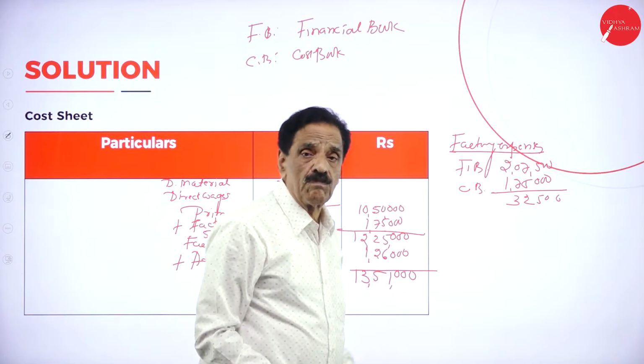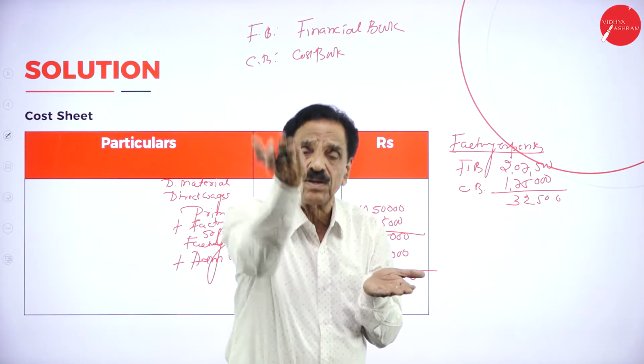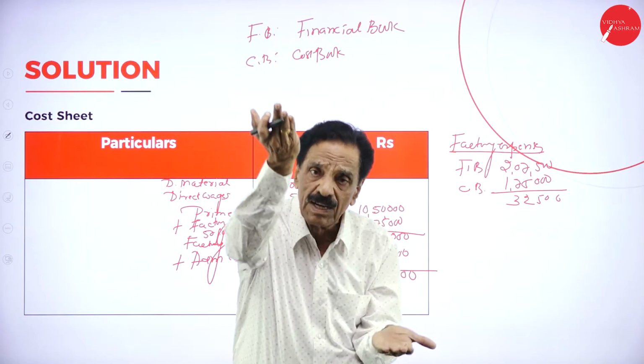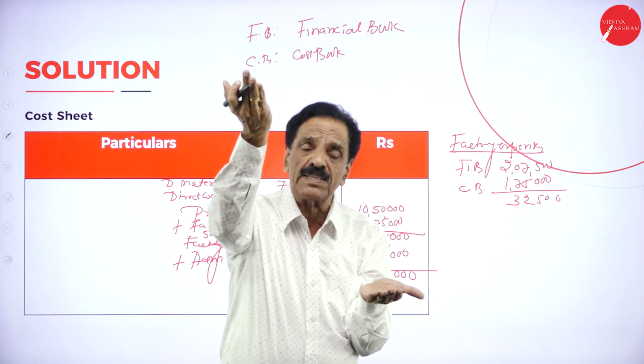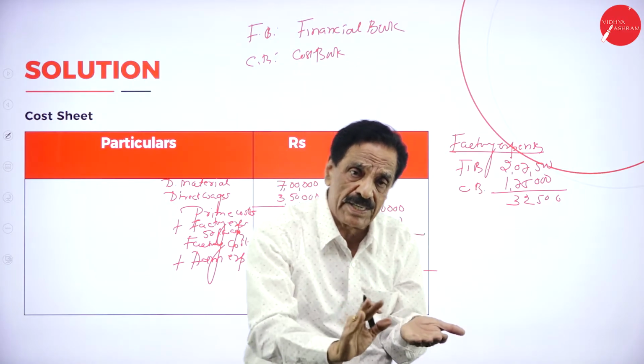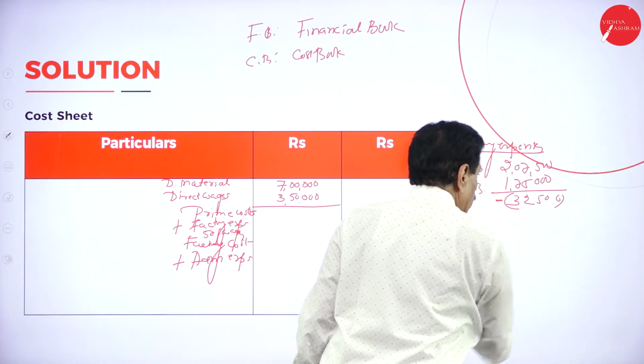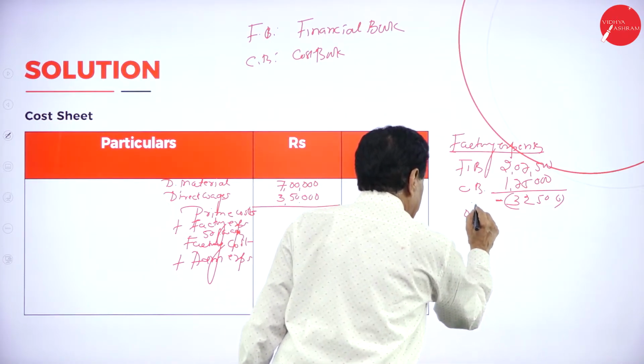Who charges more? Financial charges more, costing charges less. Less charge, more profit; more charge, less profit. Whose profit is less? Financial. Whose profit is more? Costing. To come to the same level, what to do? Deduct. Minus.